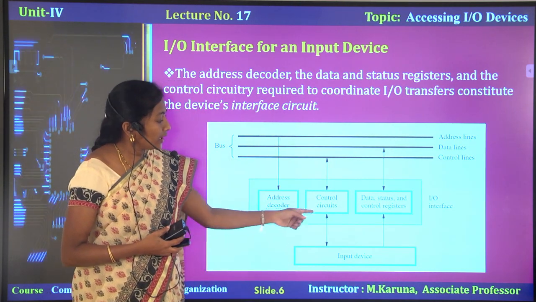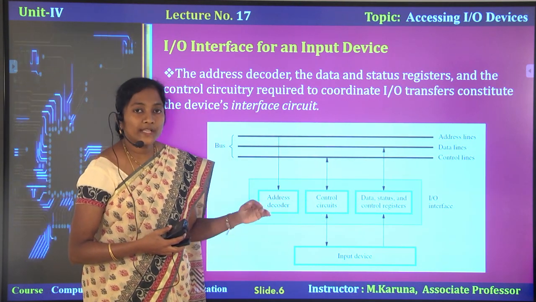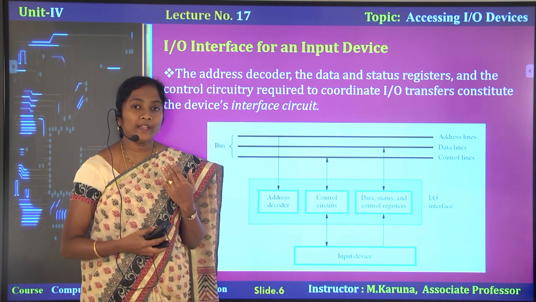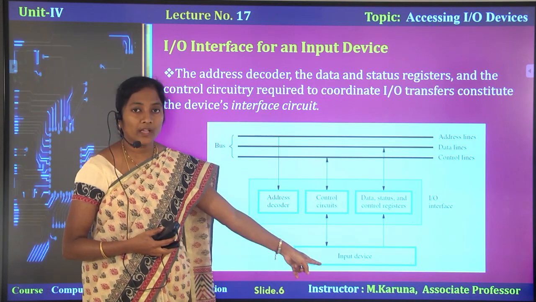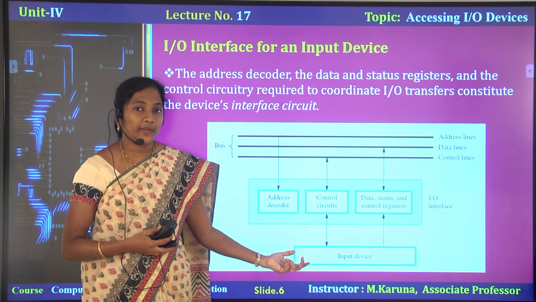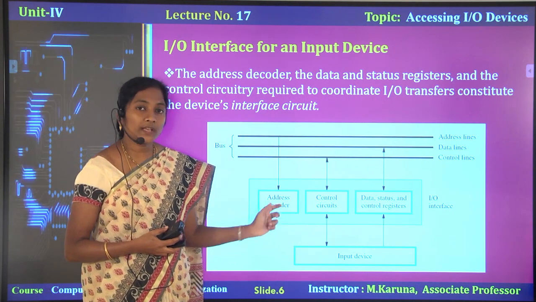Now here the control signal circuit is used to generate the control signals required to perform the read operation. If you connect an output device, in that case we use the write operation. In this case we use the read operation.